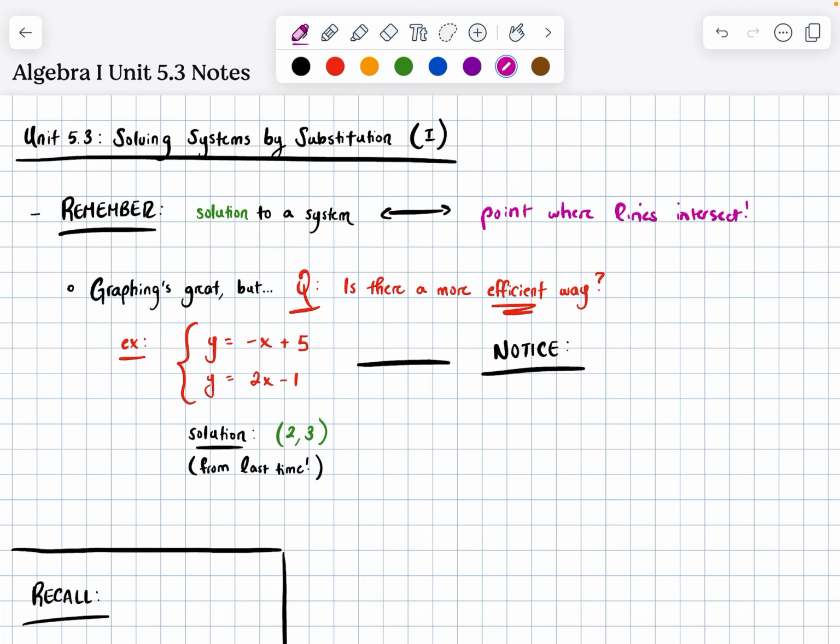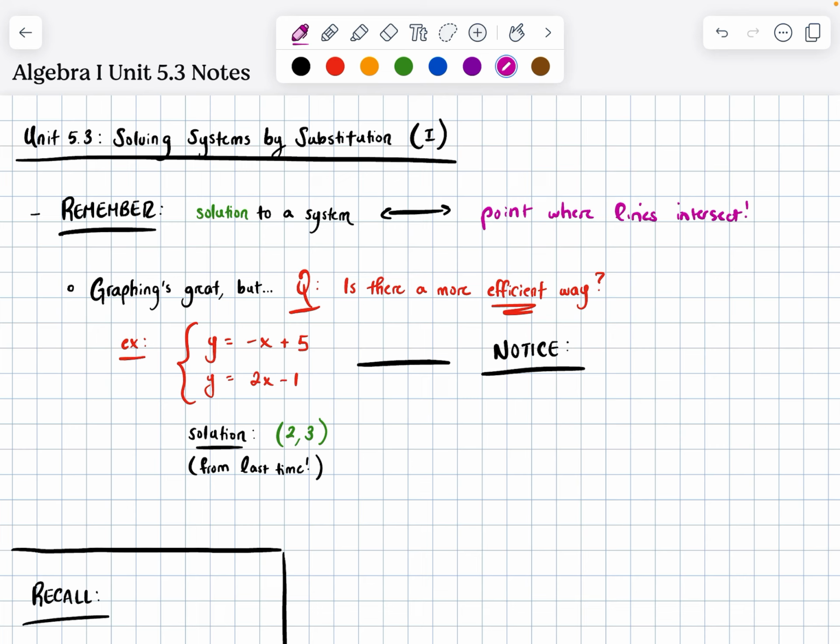y equals negative x plus 5 and y equals 2x minus 1. We saw by graphing that its solution was the ordered pair (2, 3). In other words, when x equals 2 and y equals 3, both of these equations are true. We want a way to find the solution algebraically without going through all the hassle of graphing.